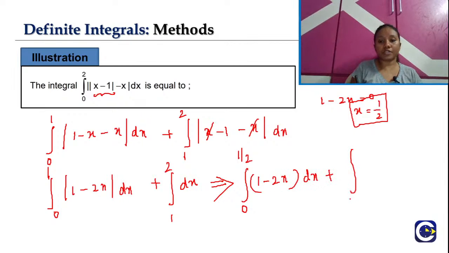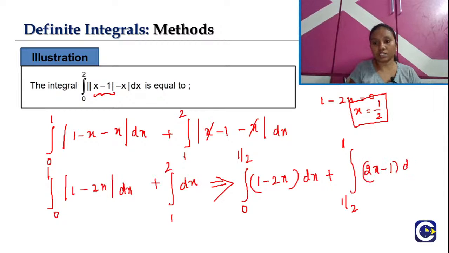And then if we take the next one, that is from 1 by 2 to 1, then what is the value here? 1 minus 2x, whether it is positive or negative. So it will be negative. So then it will be turning out to be 2x minus 1 dx. Right. And the other term which we are having here will be integration 1 to 2 dx.